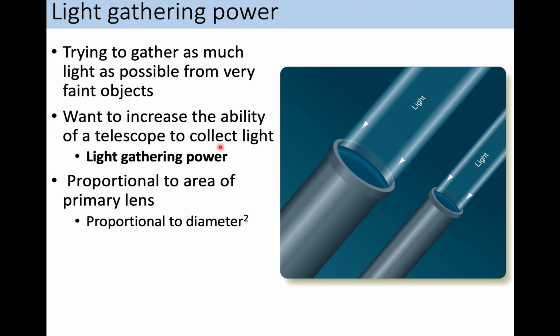So the light gathering power. This is essentially you're trying to gather as much light as possible. So you want to be able to see as much light as you can with your telescope. You want to be able to see the faintest of objects. So in order to increase the ability of a telescope to collect light, you can increase the area of that primary lens. So the light gathering power is proportional to the area of the primary lens. So the larger the lens, the larger the light gathering power.